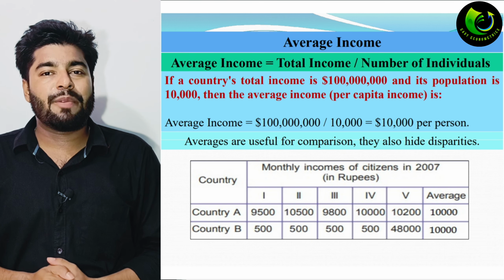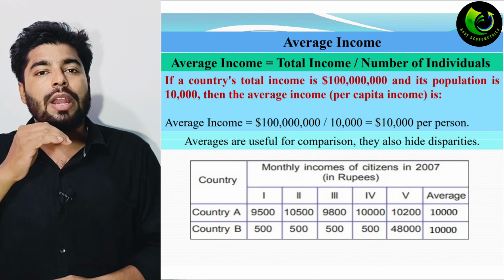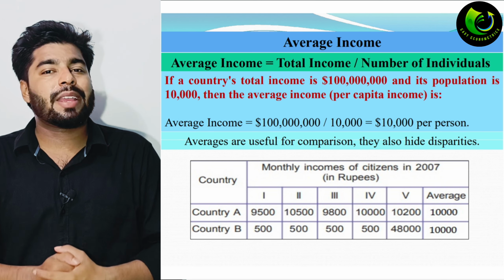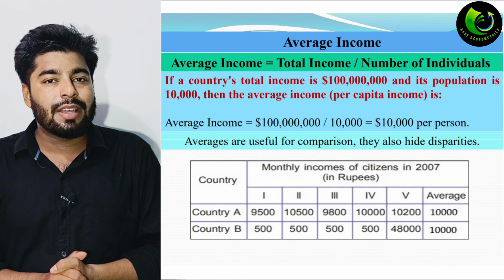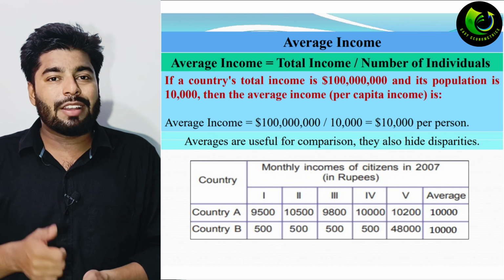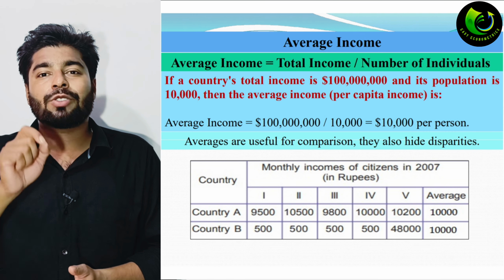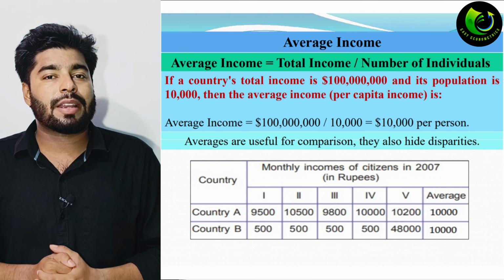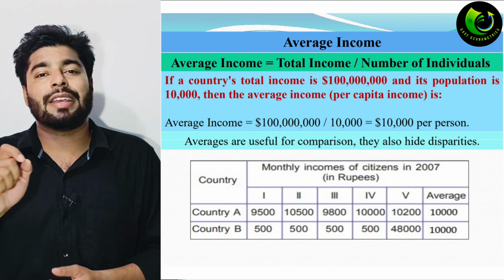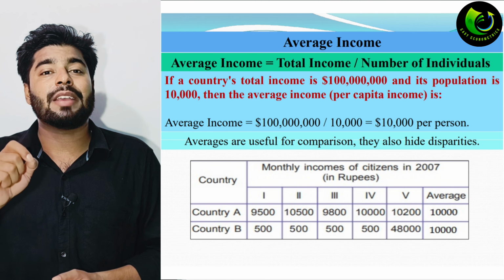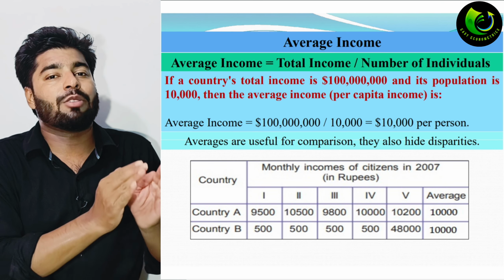Now, what is average income? It is the total income divided by the total number of population. Let's take an example. If any country's total income is 10 crore dollars and the total population is 10,000, then what should be the per capita income of that country? It is 10 crore dollars divided by 10,000. That means it is $10,000. So the average income of that country is $10,000.